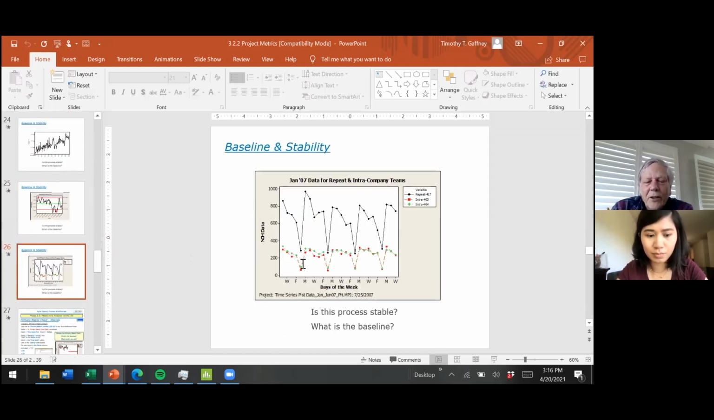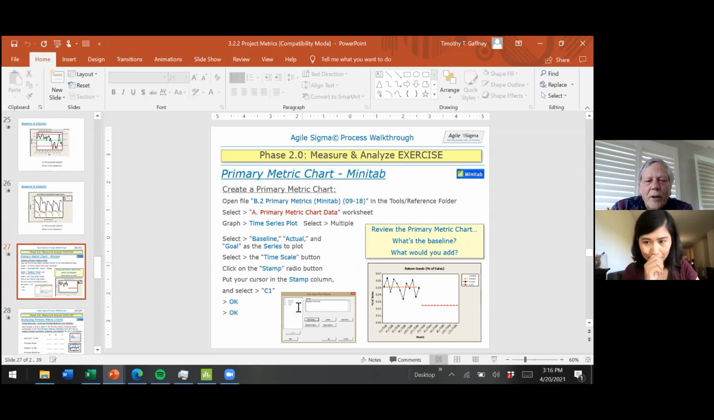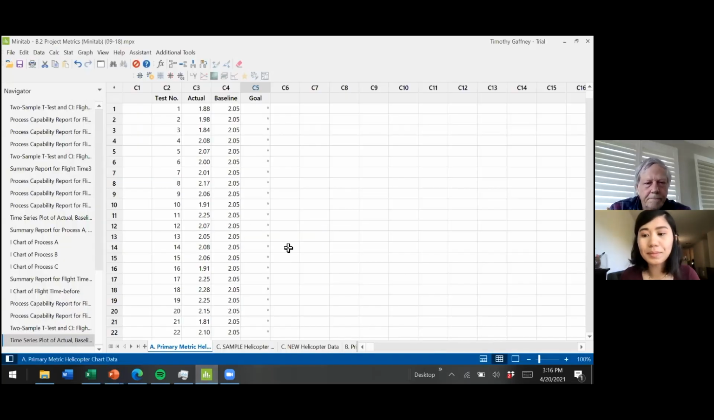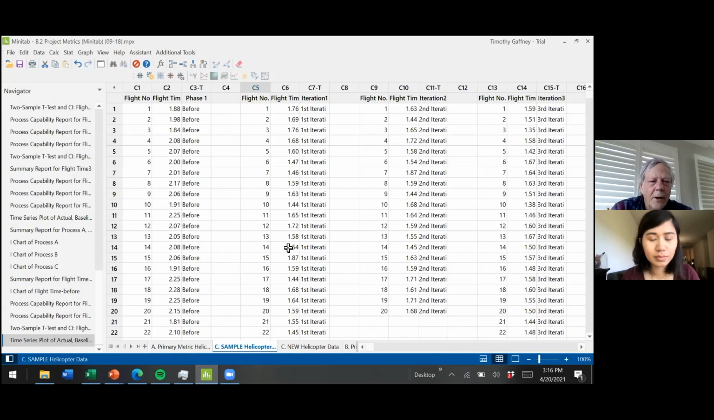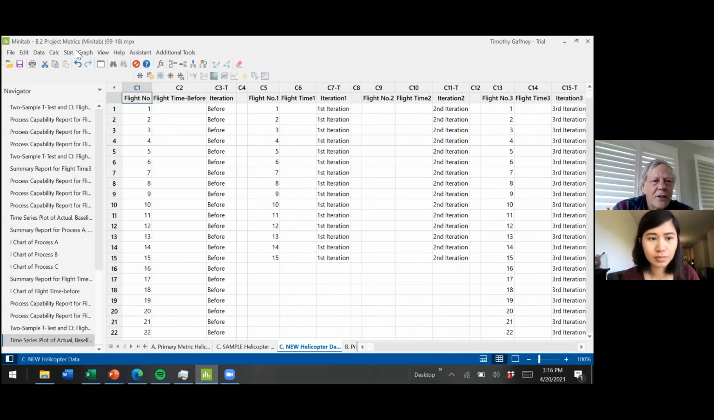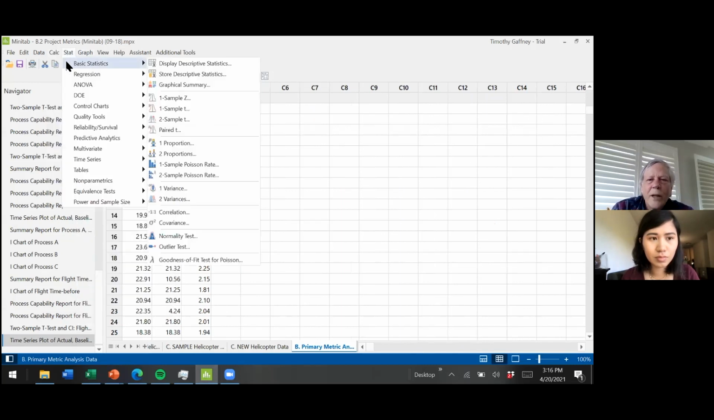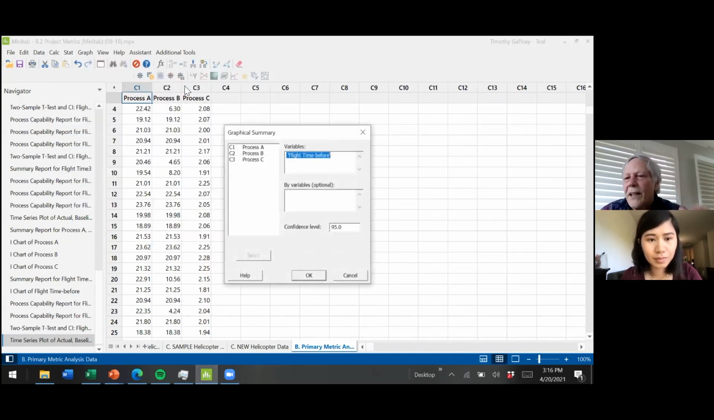But basically for baseline, we're going to ask the question at the end: can we know the baseline? And if we can, what is it? For these processes. It's in the primary metric analysis folder. So the first thing we do when we check a patient into the hospital is we do stats, basic statistics, graphical summary. This is sort of the basic vital statistics for a process.